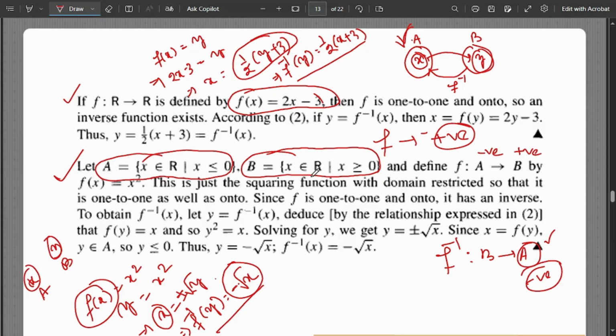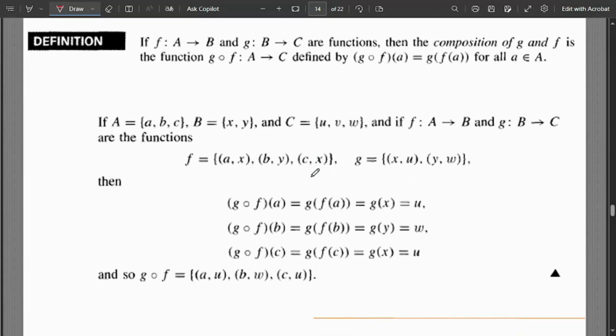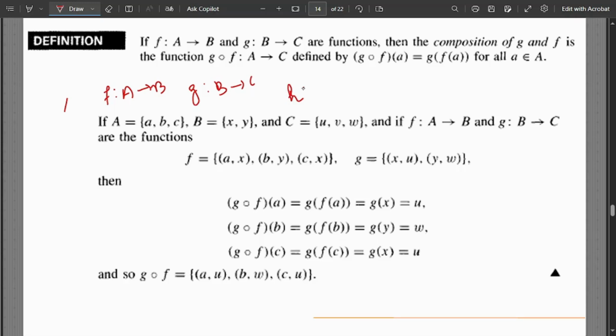Now we know about composition of functions. So what does composition mean? Composition means addition type? No, not addition. Let's understand with this example. Suppose f is a function from A to B, and g is a function from B to C. Then composition is like the transitive property of functions. Composition is another function that maps from A to C.